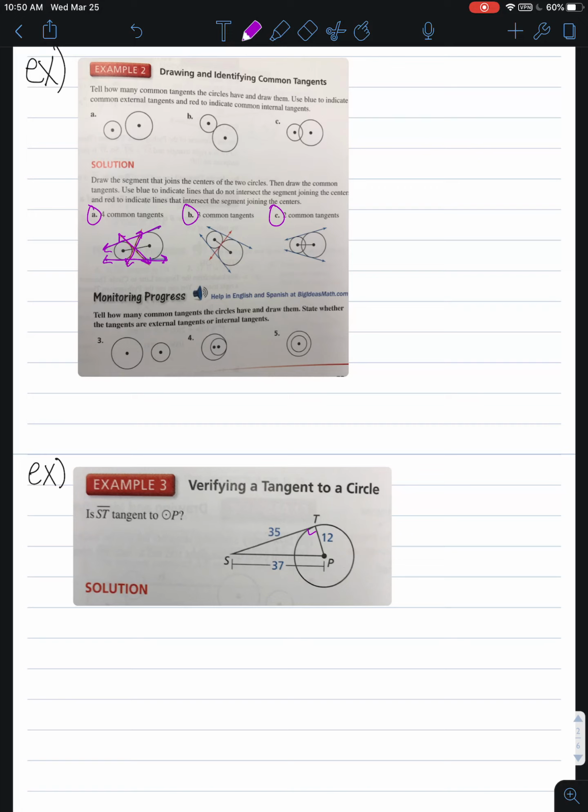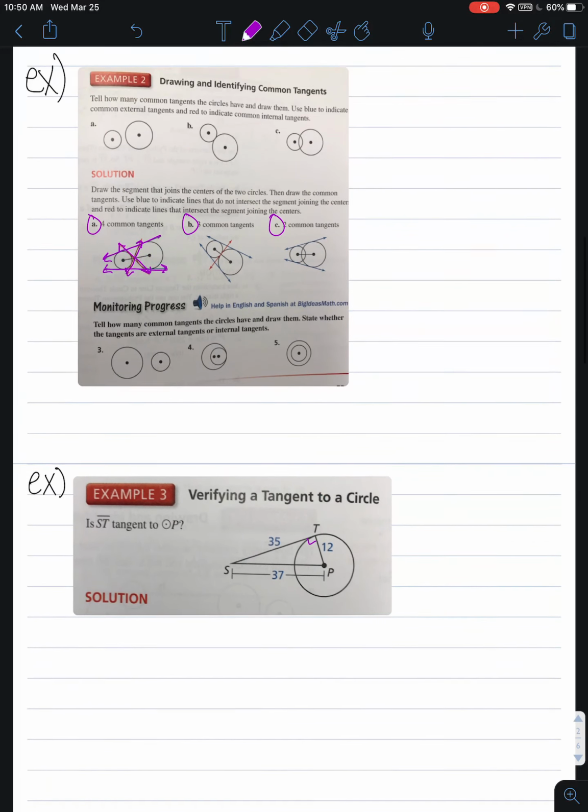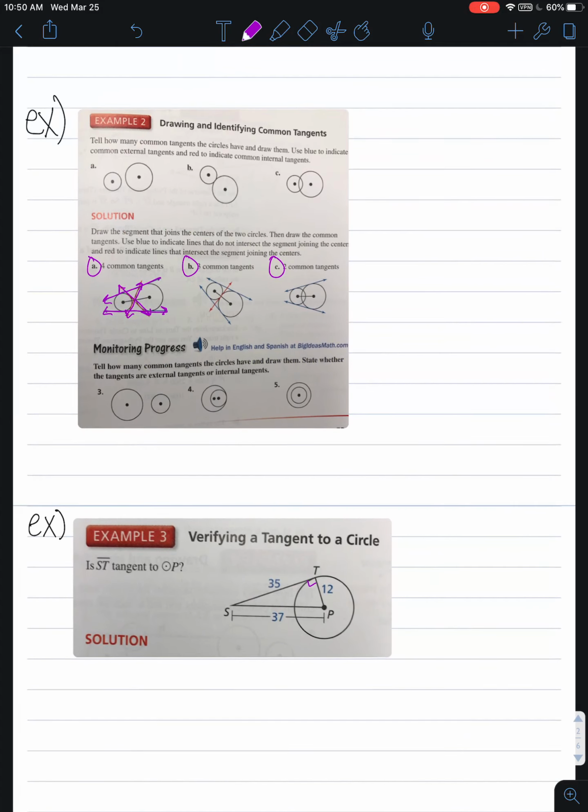So the question is going to ask you how many common tangents do they have? And your answer is going to be 4 because there's these 2 external ones and these 2 internal ones. Similarly, on example B, there's going to be 3 common tangents. This happens because now the circles are intersecting one another at one point, right there. So there must be 1 internal tangent and then 2 external tangents, which is what's happening right there. So that would be 3 common tangents.